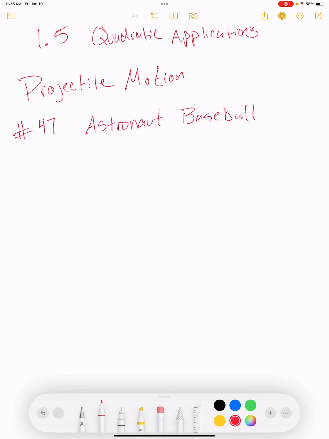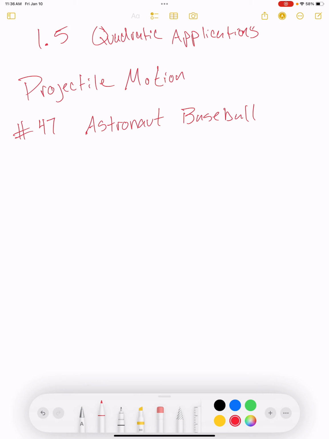All right, so I wanted to give y'all a few more examples on quadratic applications. Projectile motion is the one I feel like most people struggle on. So this example is from your notes. This is example number 47.